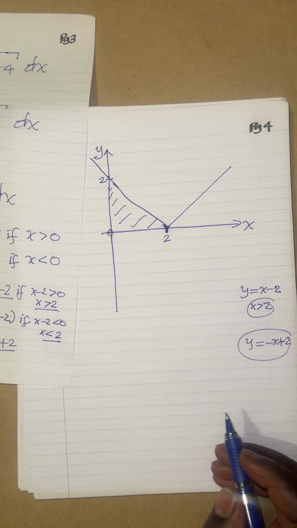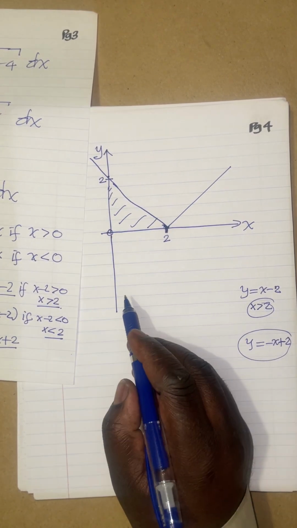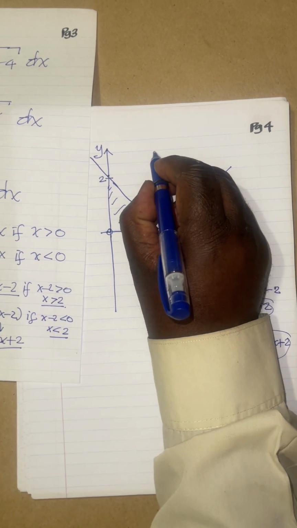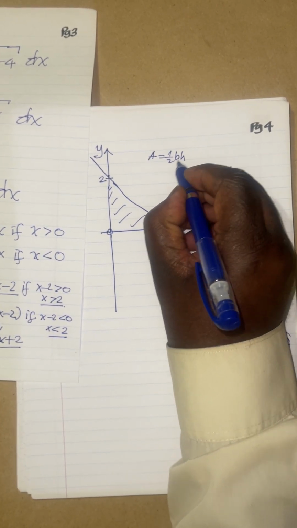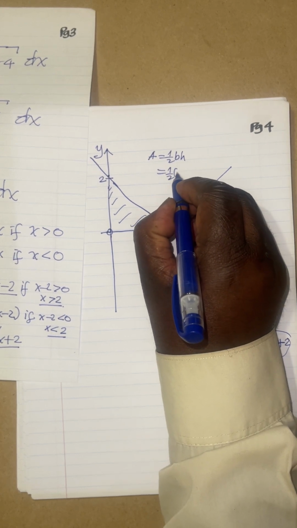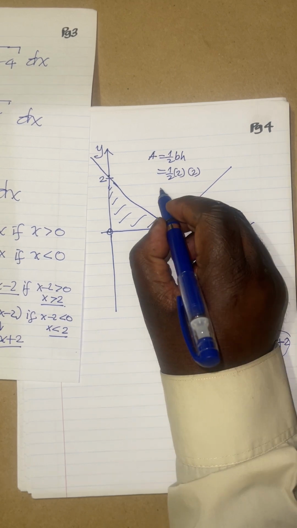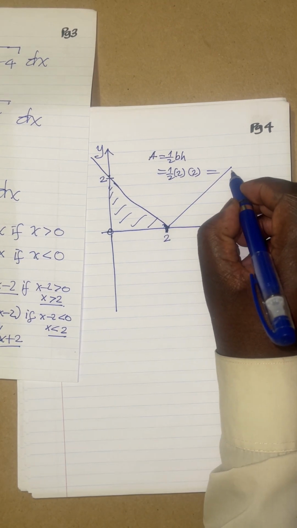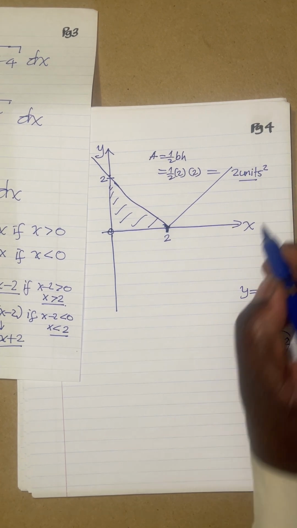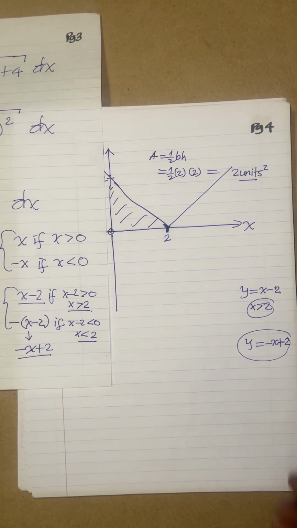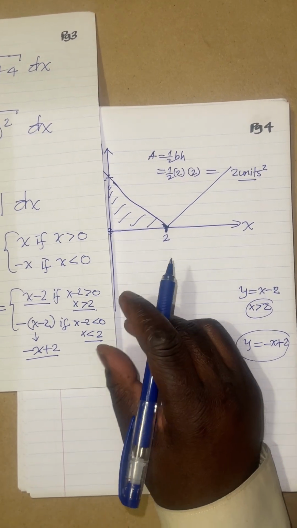There are 2 ways in which you can find that area. One is simply finding the area of this right angle triangle here. You agree with me that the area of a triangle equals half base times height. What is our base? Our base is 2. What is our height? Our height is 2. This simplifies to 2 square units. But since we're dealing with calculus, let's see if we integrate this from 0 up to 2, whether it gives us 2 square units, as follows.